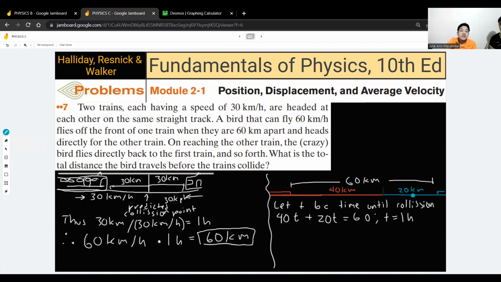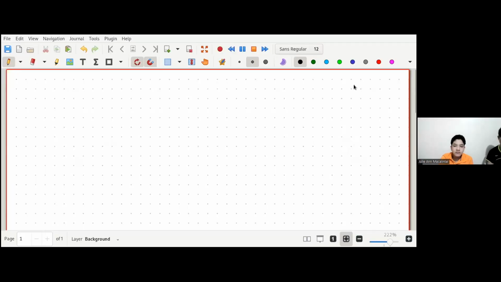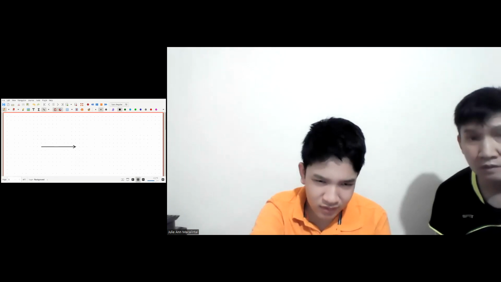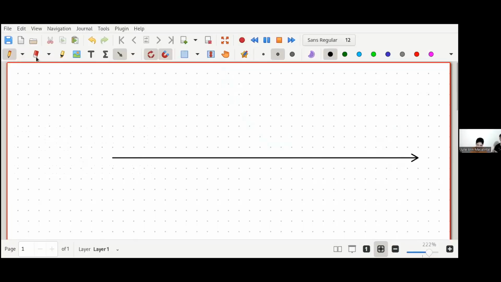Here's... And then, hide ko muna to. Okay. And then let's draw a line. So, ganito yung setup. May dalawang trains. Yung isa, nagdadala ng freight. Yung isa, passenger train. So, tragedy. So ito, initially, 60 kilometers apart sila.